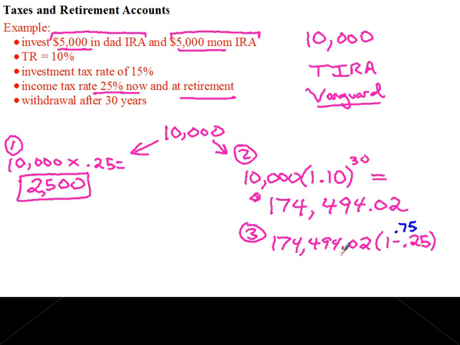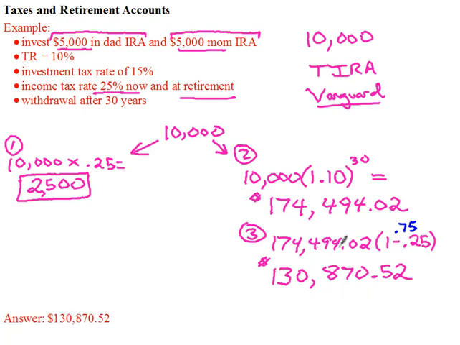So I take $174,494.02 times 0.25. That's 1 minus 0.25. And I get a final answer of $130,870.52. I just rounded that up. And 52 cents. Okay? That's what Mom and Dad together actually get to keep. And that should be my answer down here. And there it is. Okay, that's what they actually get to keep. That's their final answer when they withdraw this money at the end of 30 years.